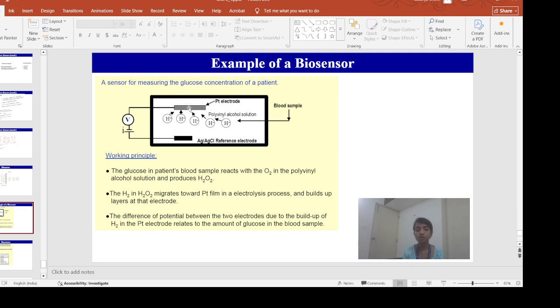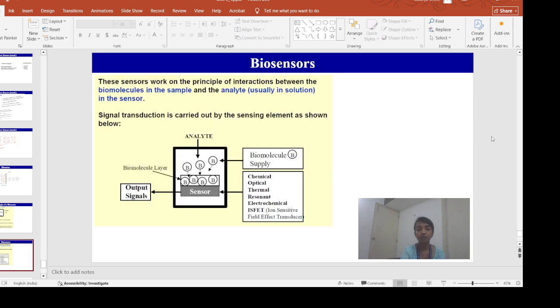So a potential difference will be created between this top electrode and the bottom electrode, and a current will flow between the two electrodes. If we can measure the value of the current, we can easily get to know what the glucose concentration is in my blood sample.